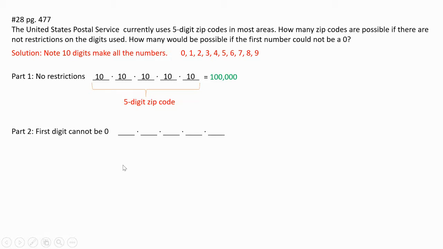Okay. Now for part 2, it says the first digit cannot be a 0. How many would be possible if the first digit could not be a 0? So then again, this is going to be 9. Why? Because 0 cannot go there, but 1 through 9 can go here. That's why 1, 2, 3, 4, 5, 6, 7, 8, 9 can go here. And then for the rest, there's no restrictions, so 10, 10, 10, and 10. You multiply them out, and you get 90,000. So there's 90,000 possible ways.